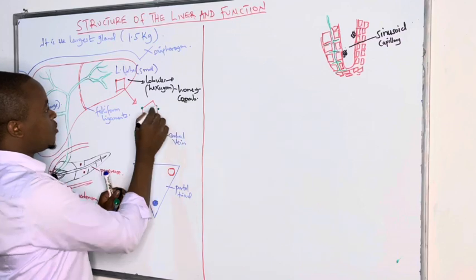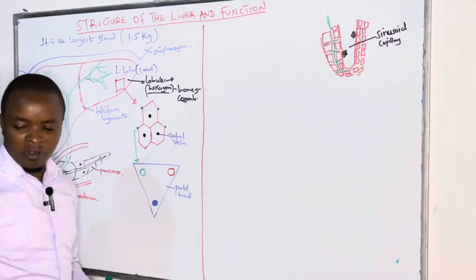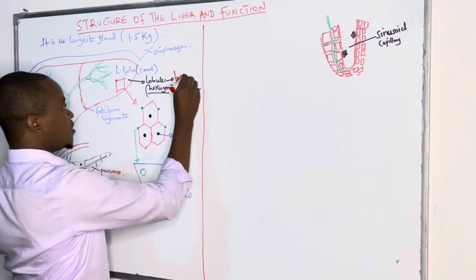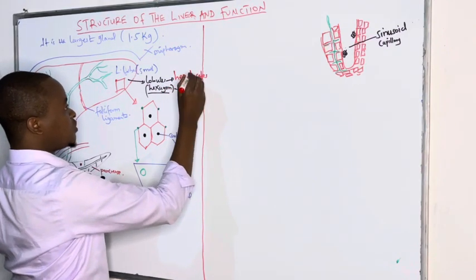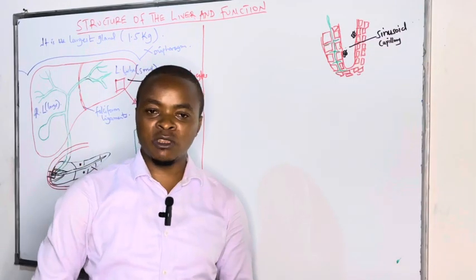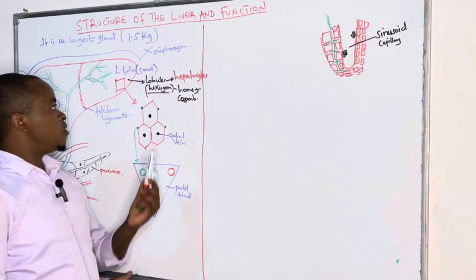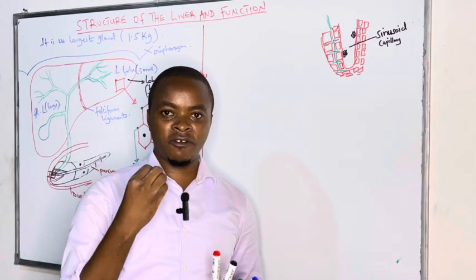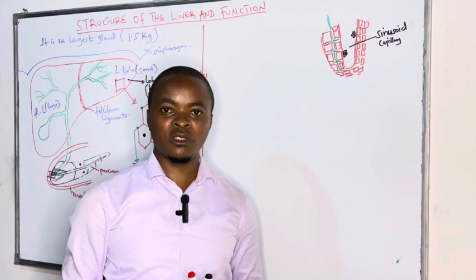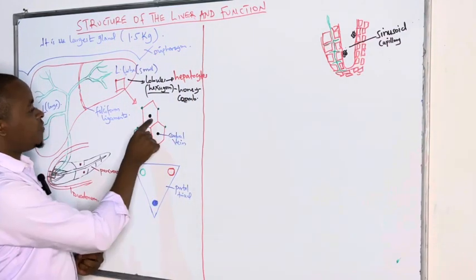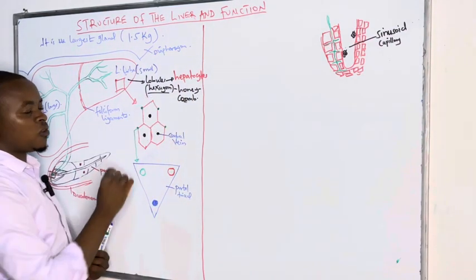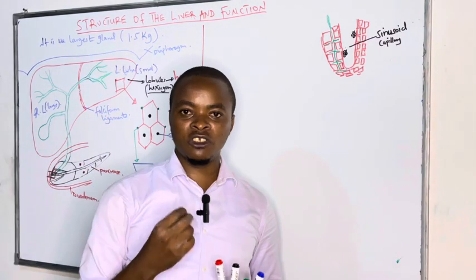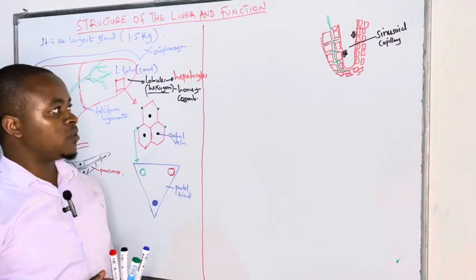Being honeycomb-like or hexagonal in shape, the lobules contain hepatocytes, which we call liver cells. These hepatocytes form the lobule, and they are hexagonal or honeycomb-like in shape. Those are the functional units of the liver, the hepatocytes.